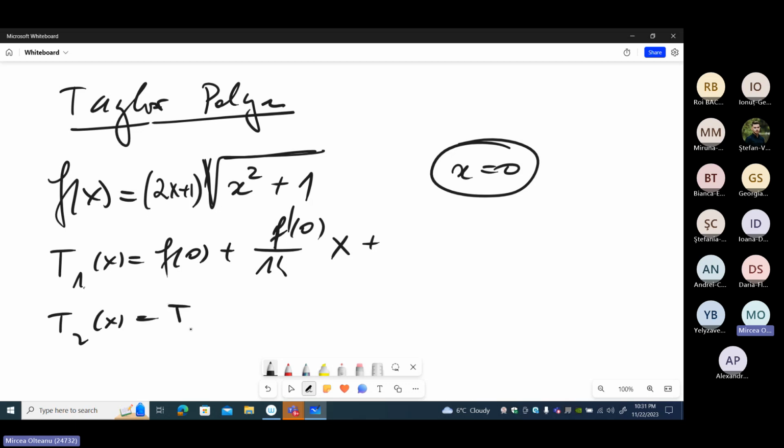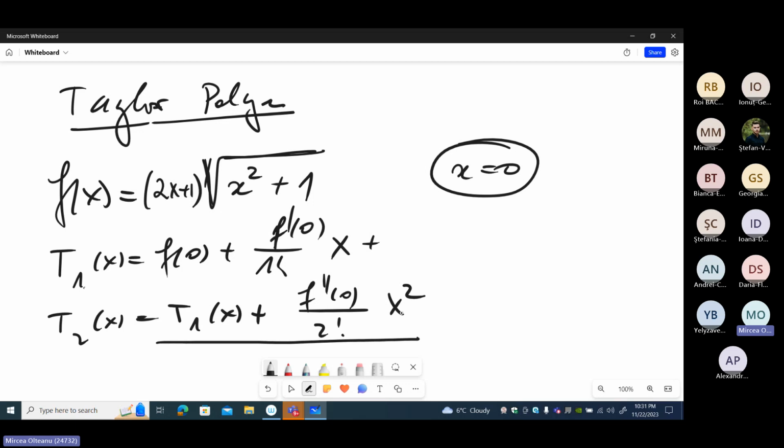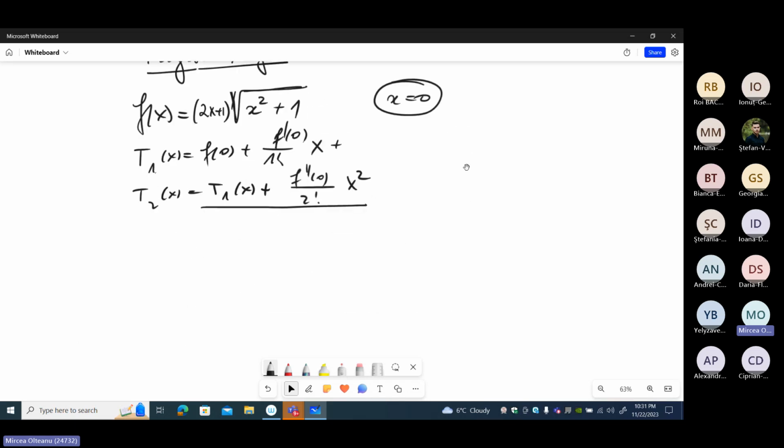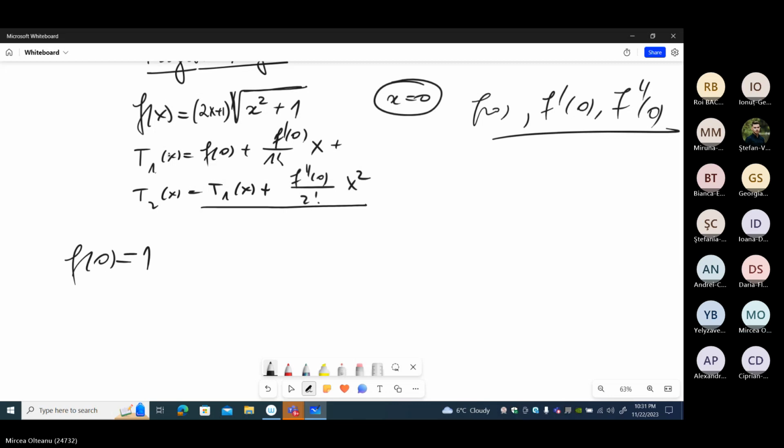is the previous plus the next term, f second of 0 over 2 factorial times x squared. Actually, we compute T2 directly. So what we need to compute is f of 0, f prime of 0, and the second derivative at 0. So f of 0 equals 1. Don't forget the function, it is this one.